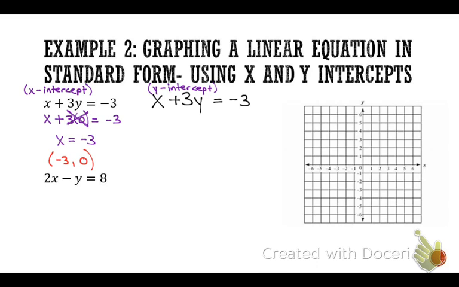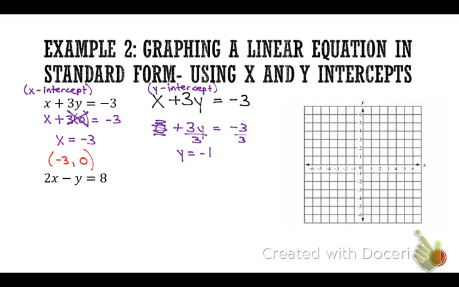Okay? Now I'm going to do the same thing for the y-intercept, except this time, if I'm finding the y-intercept, what do you think I'm going to plug in for x? 0. Finding the y-intercept, I plug in 0 for x, and I get 0 plus 3y equals negative 3. Well, again, does 0 have any value? No, so don't worry about that. How would I solve for y? Divide both sides by 3. These are going to be really simple equations to solve. All right? Y equals negative 1.